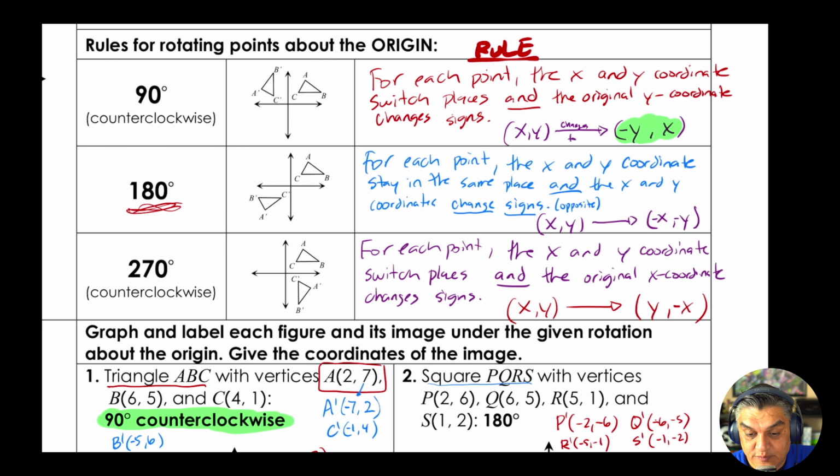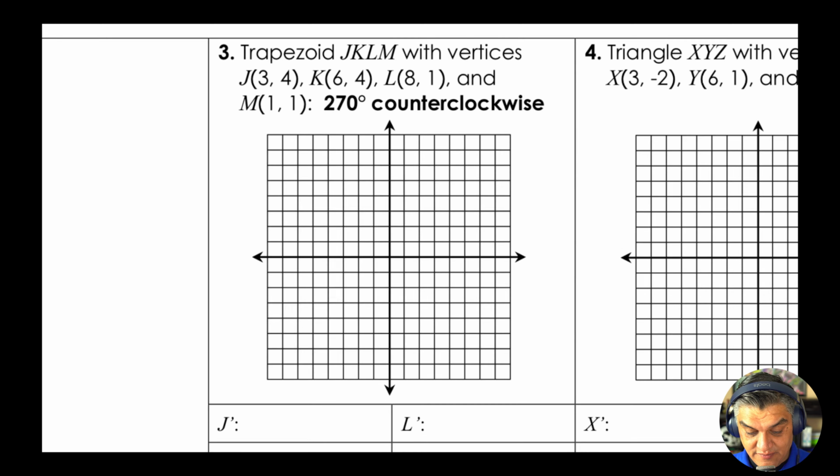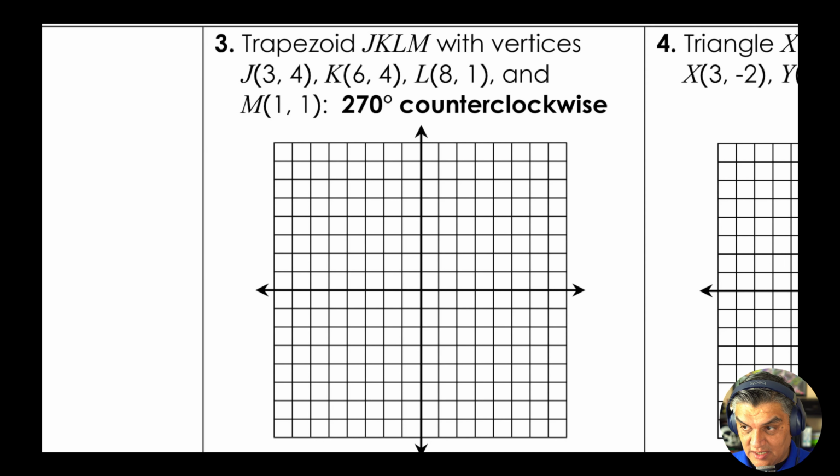All right, so here's what I'd like you to do. I'd like you to try a 270. I'd like you to try number 3. I'll give you 4 minutes to try that. Try as much as you can. Look at the rule and rotate that 270 degrees counterclockwise. So I'll give you 4 minutes.